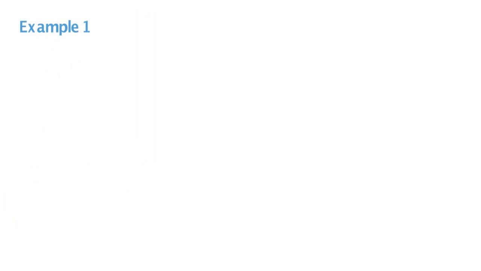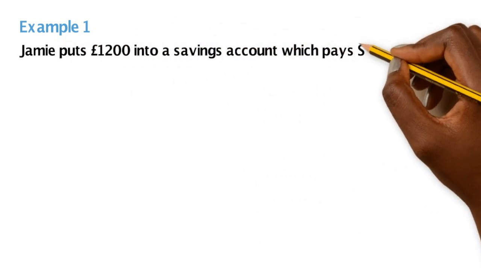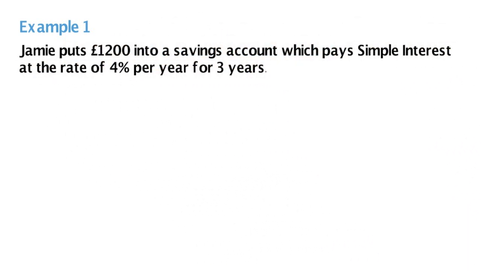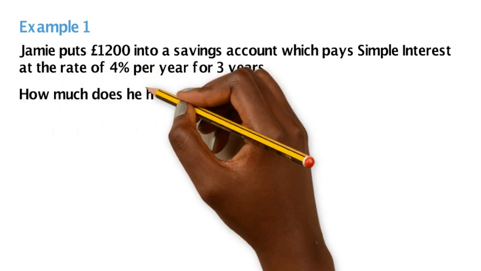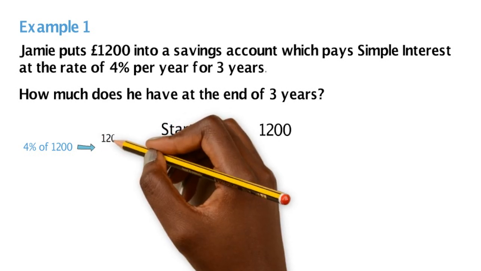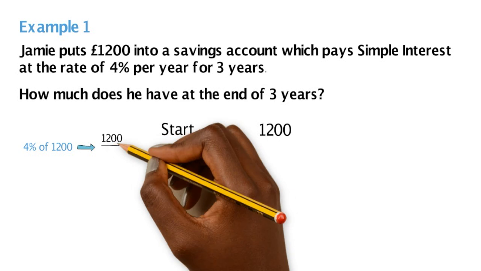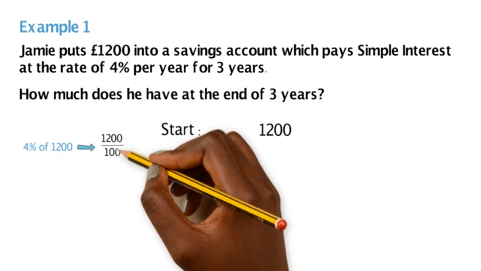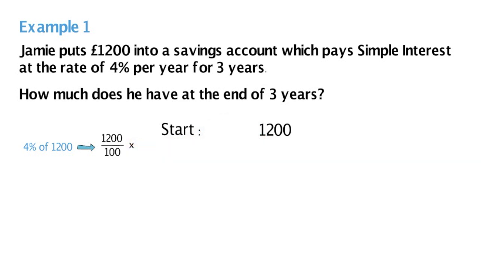Example 1. Jamie puts 1,200 in a bank account with a simple interest rate of 4%. We need to work out how much he would have at the end of 3 years. First off, because he starts off with 1,200 and the rate is 4%, we need to work out 4% of 1,200. For those of you that are unsure of working out percentages, a quick way is the amount that you have divided by 100 times by 4. So with percentages, you always do divide by 100 times by 4 to work out the amount. And so 4% of 1,200 is 48.